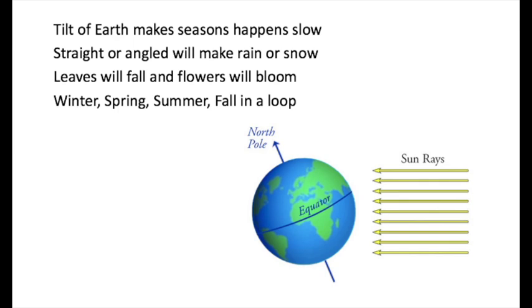Tilt of Earth makes seasons happen slow. Straight or angled will make rain or snow.